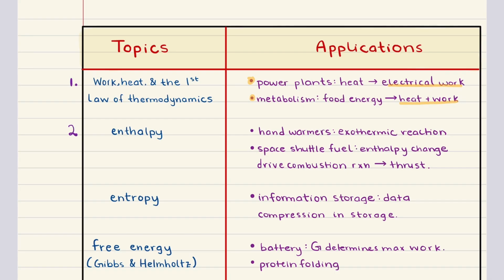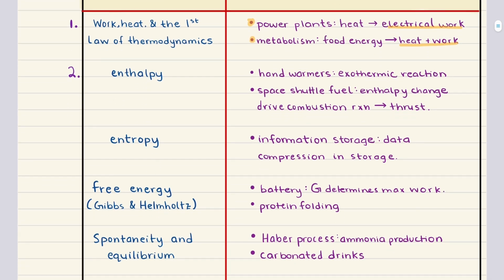Enthalpy is another central concept, and it describes the heat exchanged in processes that occur at constant pressure. And this is the condition most relevant to chemistry and biology. For example, the combustion of rocket fuel relies on enthalpy changes to produce the thrust that's needed to launch spacecraft. Entropy is another important topic. This is the thermodynamic property that captures the dispersal of energy. Now, beyond its role in chemistry, entropy is central to data compression in information storage, where it defines the limits of how efficiently information can be encoded.